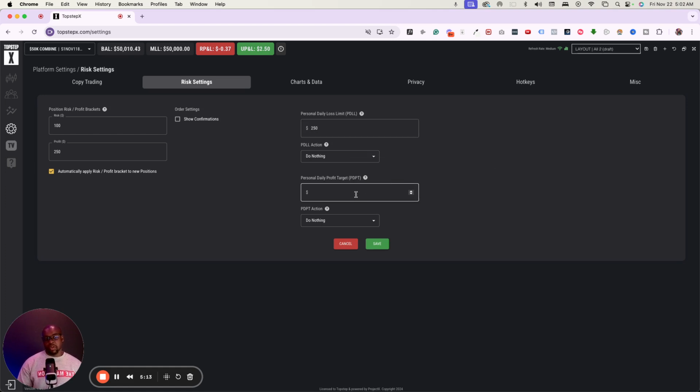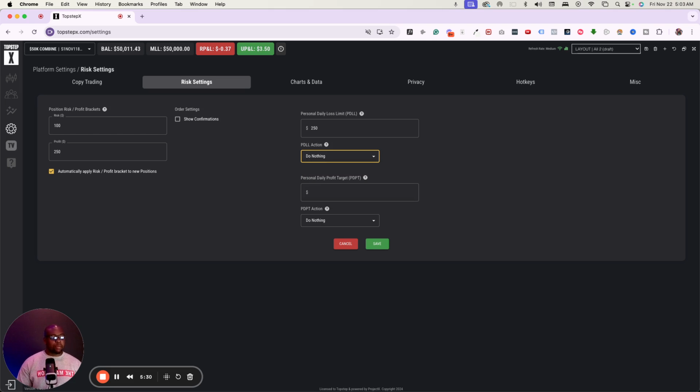If I have a goal, you can set that too, and then you can have it either liquidate you, meaning that it's going to stop the trade because you've hit your target. If you hit liquidate and block, it's going to stop a trade and prevent you from trading the rest of that day, which I think is very impactful.